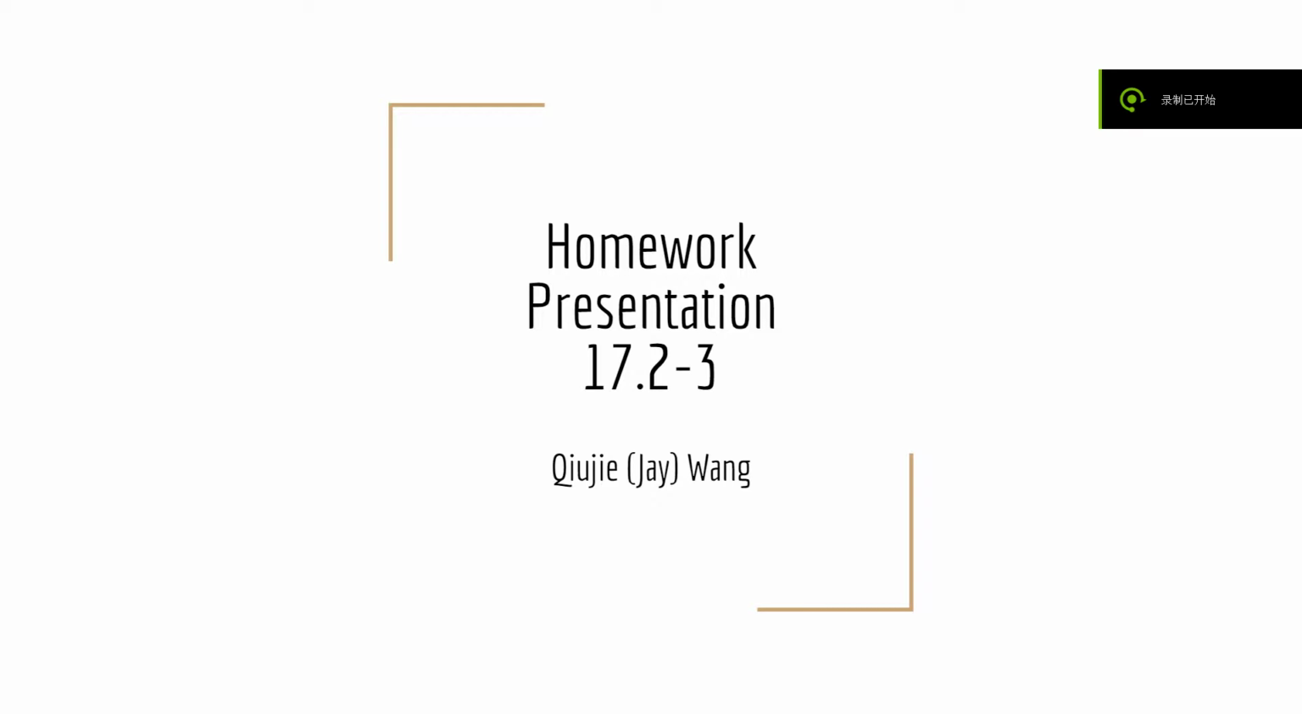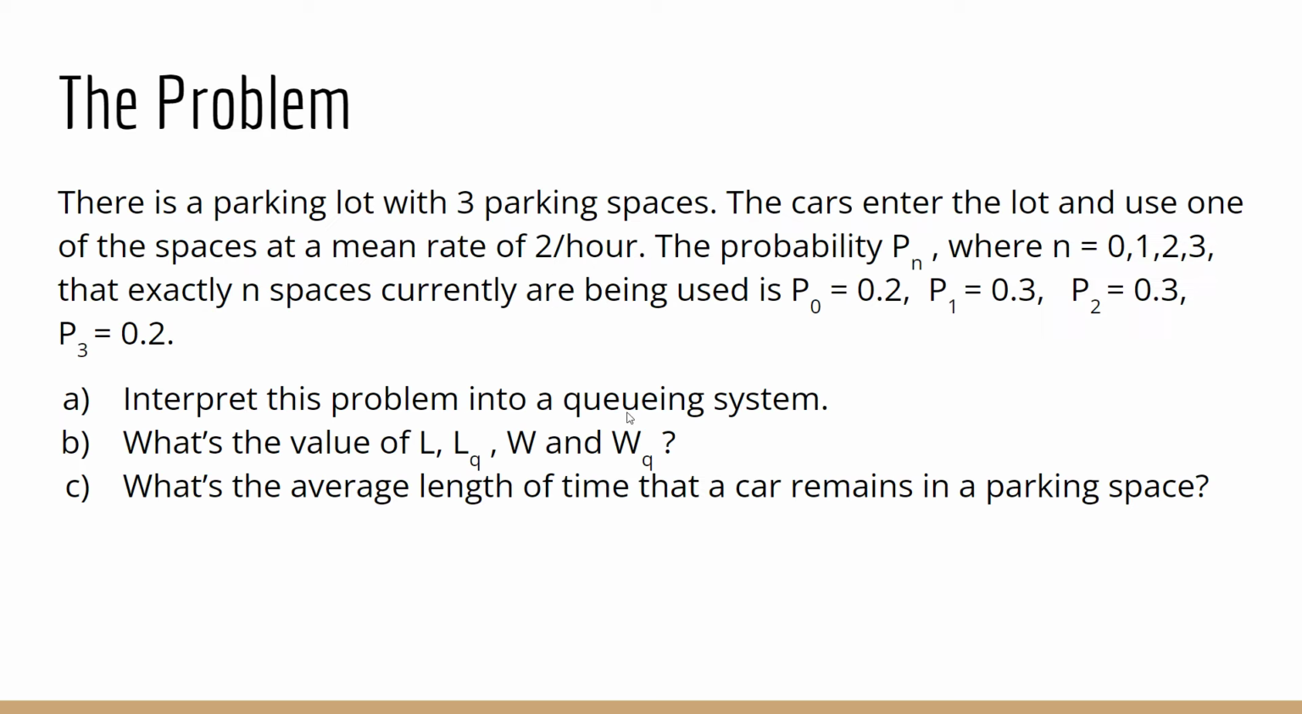Hi guys, I'm going to present homework 17.2-3. The problem is there is a parking lot with 3 parking spaces, and the cars enter the lot and use one of the spaces at the mean rate of 2 cars per hour.